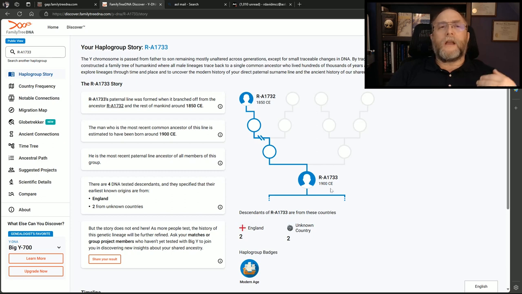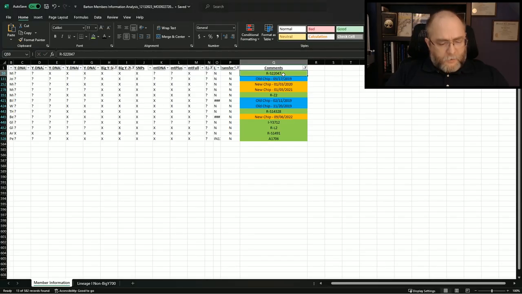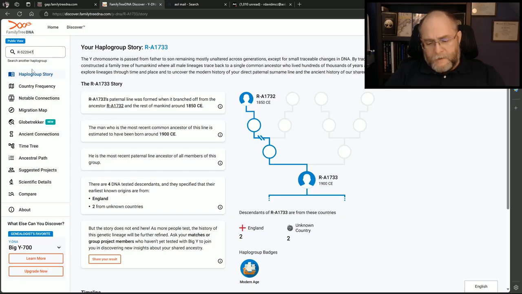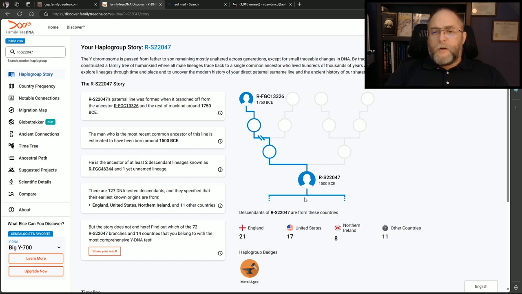Now let's take a look at one of those other kits that we were just discussing. Let's go back to that real quickly to pick one. This one right here, R-S22047. Paste that guy in and run the test. What I want to show here first is that first one on that list, we know he has a Family Finder test. It says 1500 BCE or BC. So then you add 2000 years to that because it's 2024. That's a 3500 year old SNP found with the Family Finder.